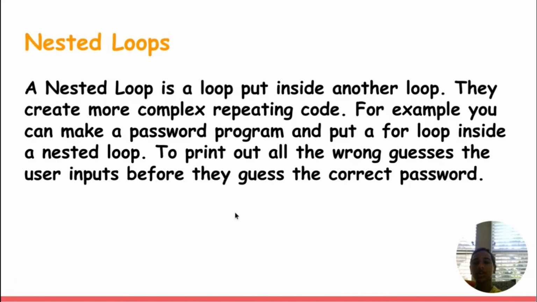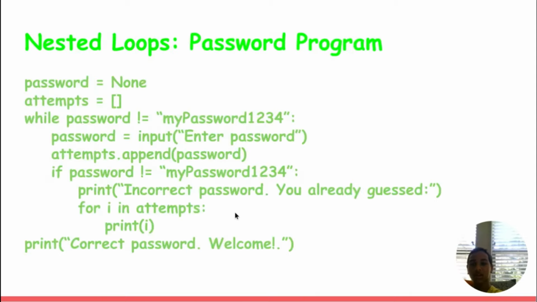A nested loop is a loop put inside another loop. They create more complex repeating code. For example, we can make a password program and put a for loop inside the loop to print out all the wrong guesses the user inputs before they guess the correct password. So password equals None. Attempts equals brackets. While password is not equal to the correct password, input password. Attempts dot append password. This is what passwords you have guessed and what you haven't.